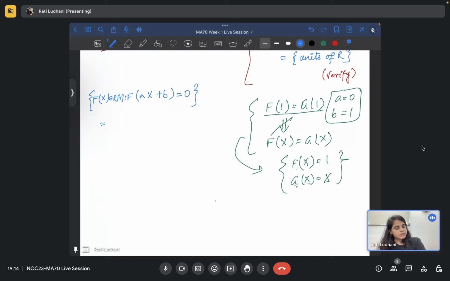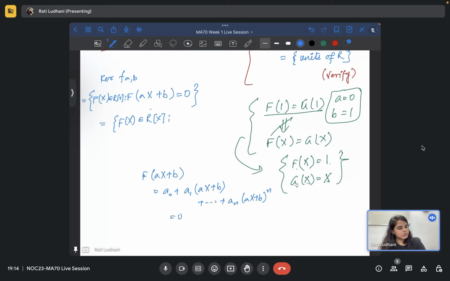So you take f(x) belonging to R[x] such that f(ax + b) = 0. So this is the kernel of f_{a,b}. So this is equal to this. Then you want all those elements such that this happens. Now what this means is that if you take f(ax + b), then this is a polynomial of the form a_0 + a_1(ax + b) and so on up to a_n(ax + b)^n. And you want this to be 0.